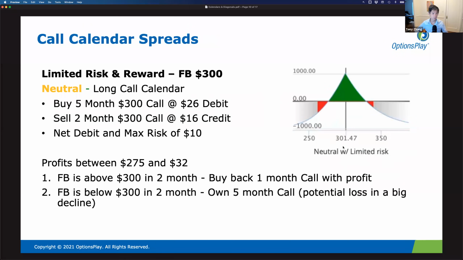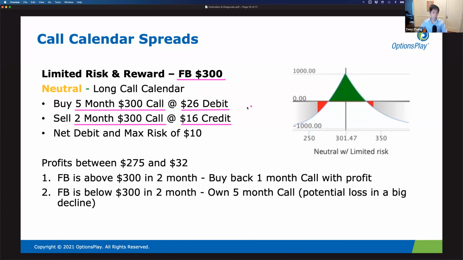So a better strategy, in my opinion, similar strategy, not quite the same, but very similar risk profile, is trading a calendar spread. A calendar spread is made up of strategies that look nothing like a straddle. So here, I'm still going to use Facebook trading at $300. To construct a calendar spread, I'm first going to buy a $300 call option. Let's say it cost me $26 to buy. And then I'm going to sell a shorter dated option, a 2-month option at the same strike price. And let's say I collect $16.